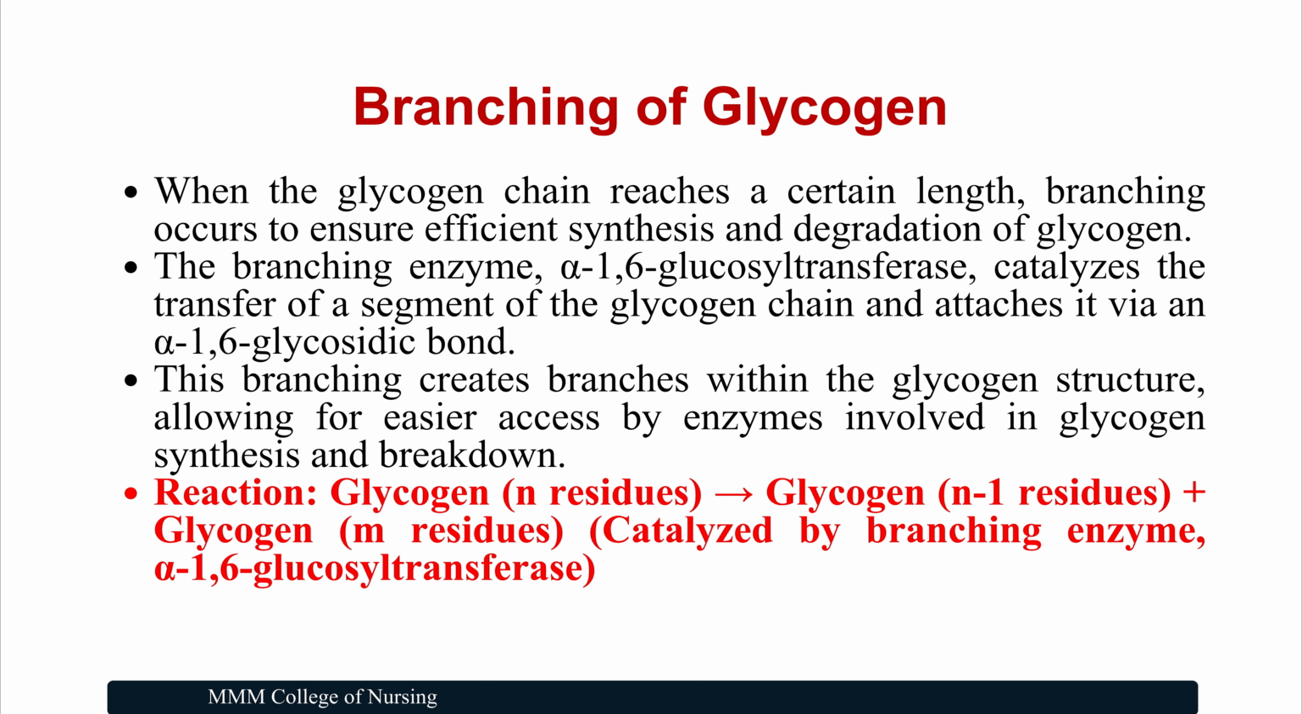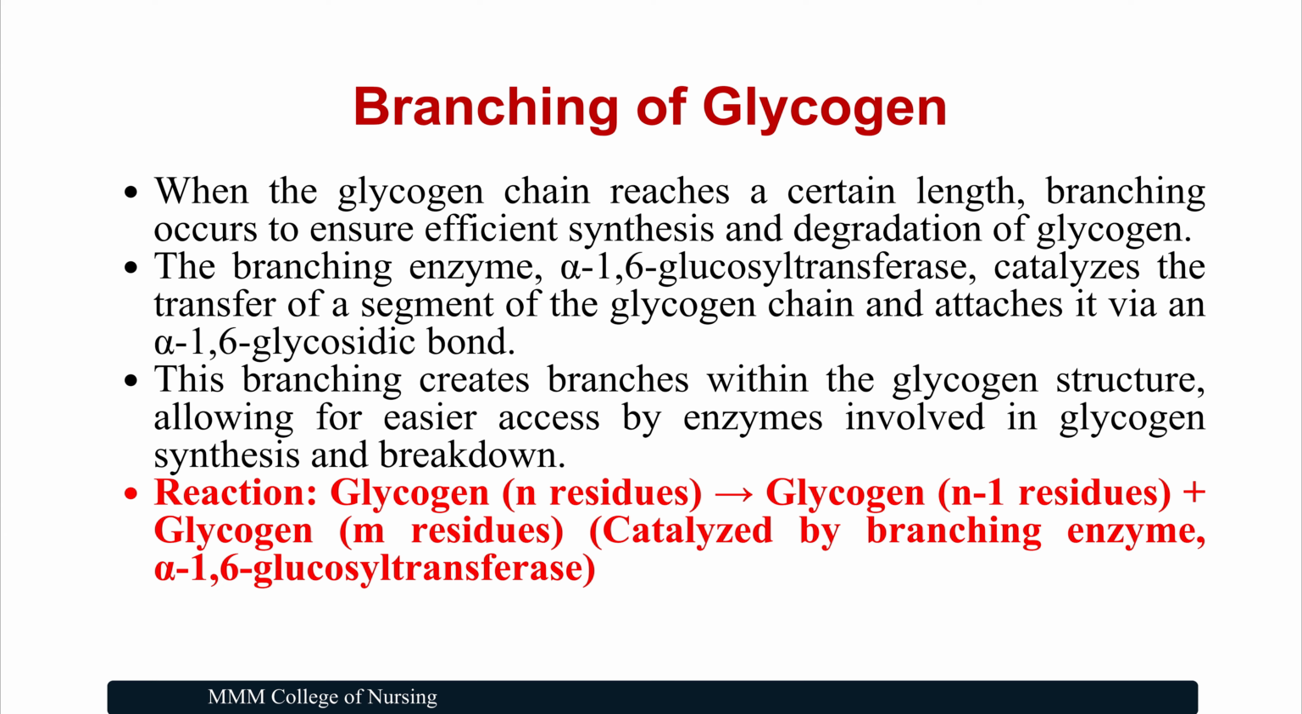The second part of step 5 is the branching of glycogen. Now, if the glycogen chain just kept growing in one straight line, it would be very long and difficult for enzymes to access all the glucose units quickly. So the body creates branches to make glycogen more compact and more accessible.